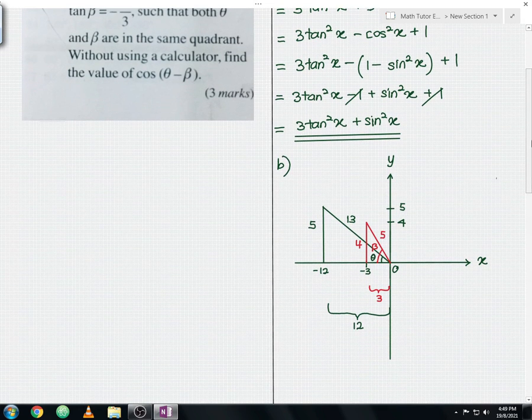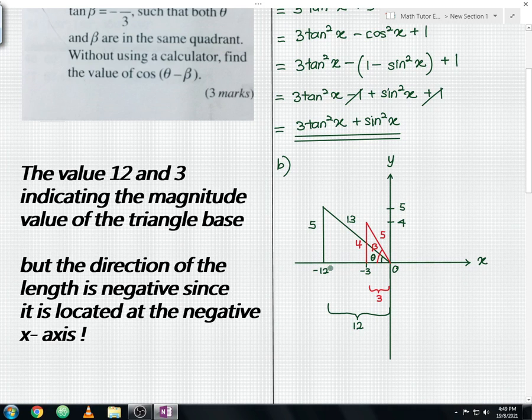Let me scroll this down. The formula to find the tangent is opposite over adjacent. The opposite, as you can see here, is 4. The height of the right angle triangle is 4. However, take a look at the base. The base gives us a negative 3. So that's how you can form tangent beta is equals to negative 4/3, guys. Even though your vertical length is positive, your horizontal distance is negative. Why is it negative? Because your x-axis is in the negative region. I hope you understand the concept for this.